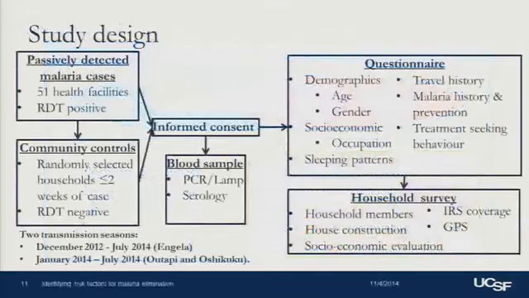This is an overview of the study design. Cases were recruited at 51 health facilities, and community controls were randomly selected within approximately 2 weeks of a case. Following informed consent and follow-up at their household, a blood sample was taken, and an individual and a household questionnaire was asked in order to assess risk factors at these different levels. And the study spanned 2 transmission seasons between December 2012 and July 2014.